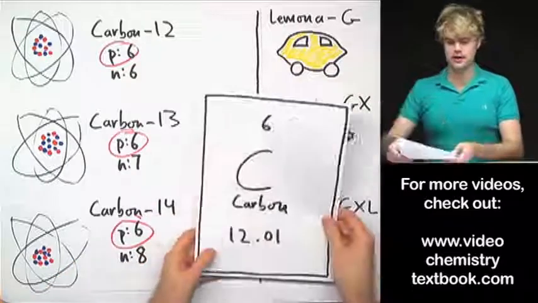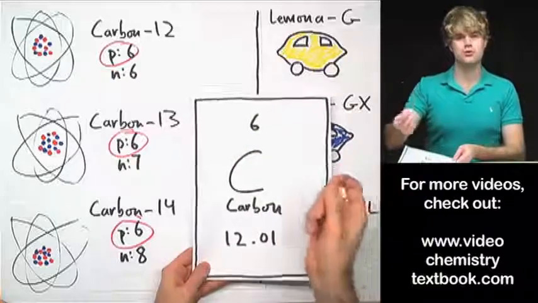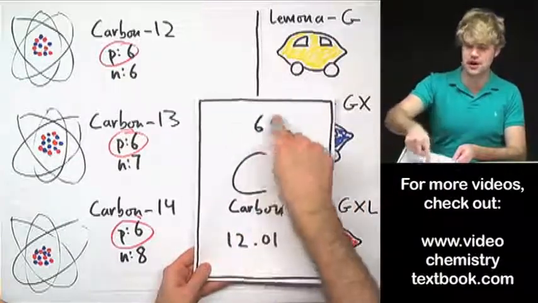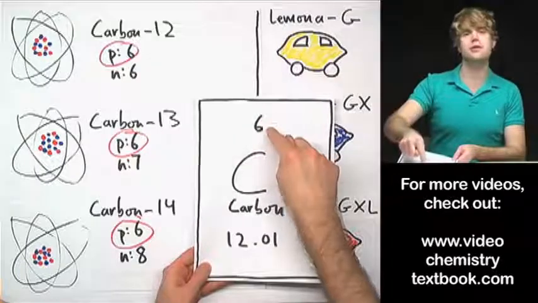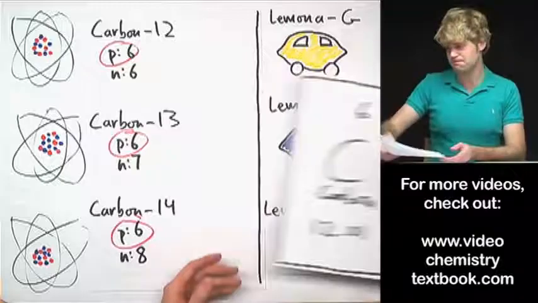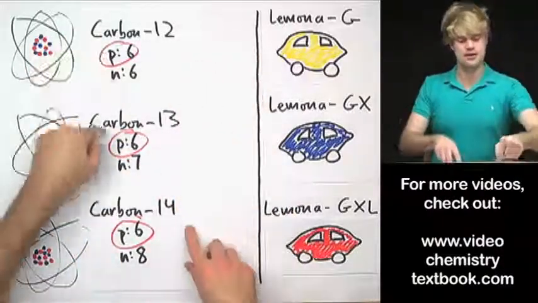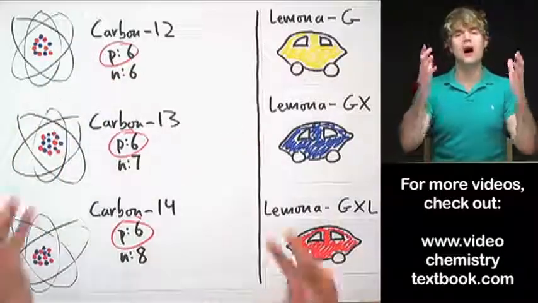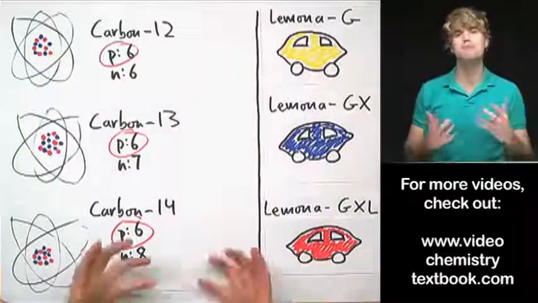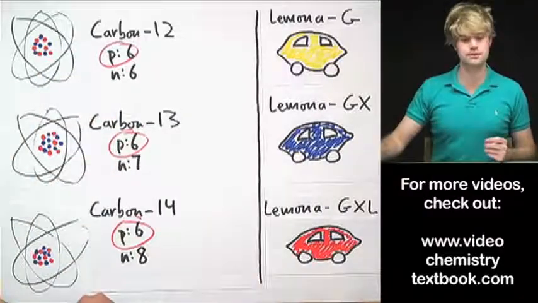That's because carbon is defined by the fact that it has 6 protons in its nucleus. If you look it up on the periodic table, you'll see something that looks like this, and the number up here is the atomic number, 6, which means that if an atom has 6 protons, it's carbon. Okay? So that's what these all are. They are all isotopes of carbon. They're different versions of carbon or different models of carbon with the same number of protons and different number of neutrons.